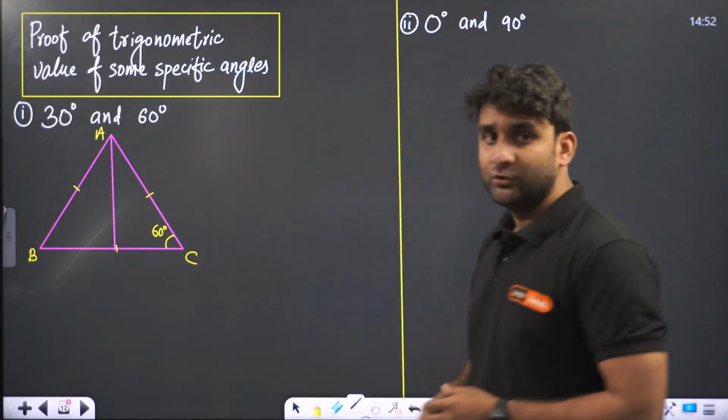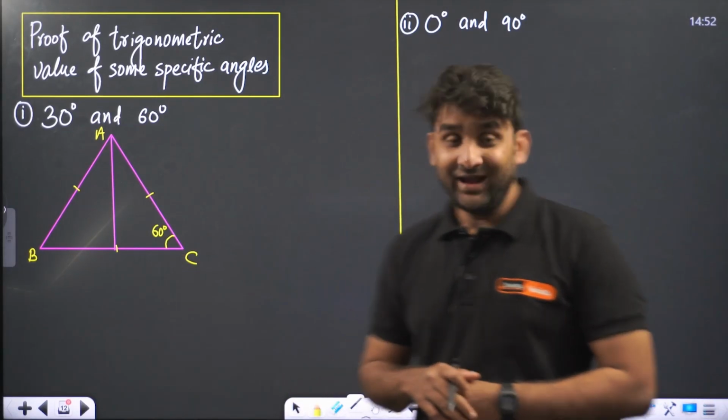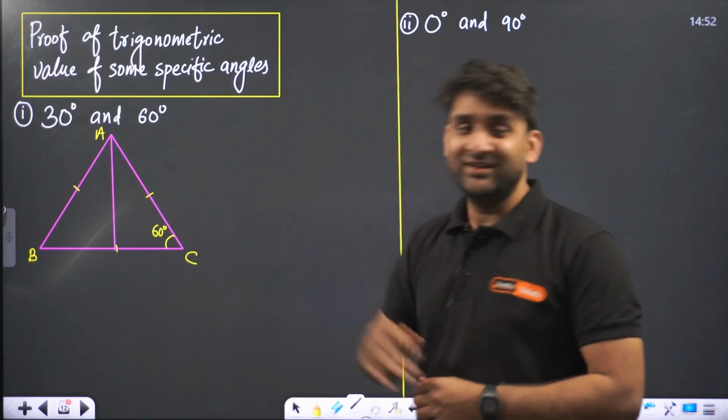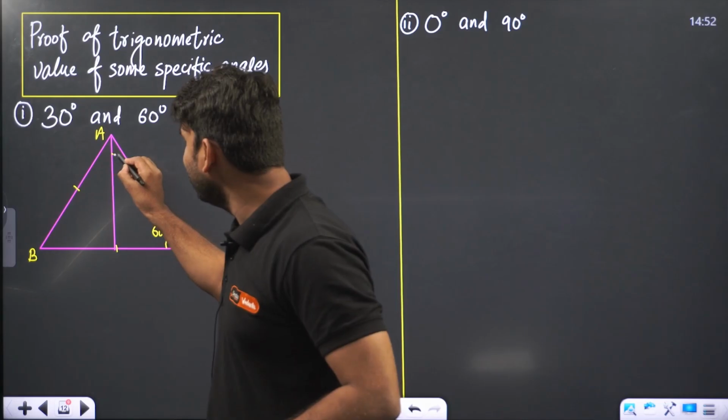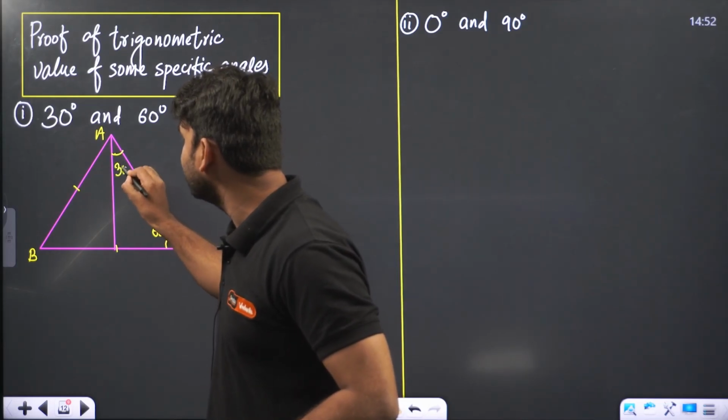Okay. So this is 60 degree, and on drawing this median, my dear champion, here we go. We have this angle 30 degree. Come on, yaar. Please focus on these two angles.